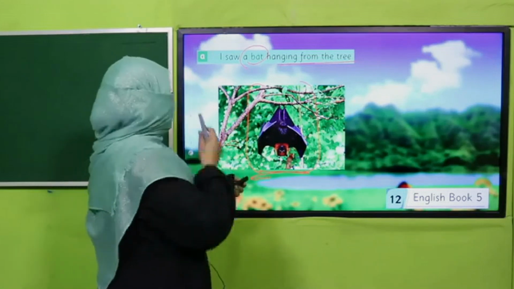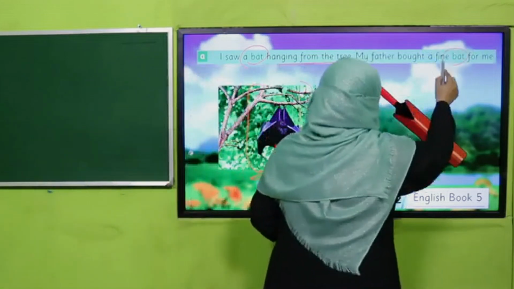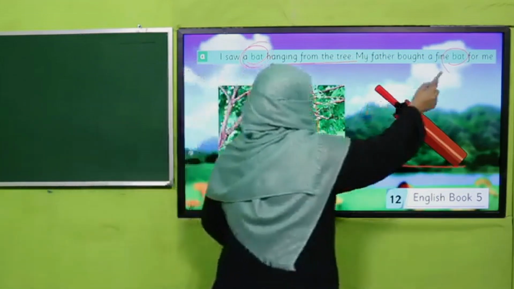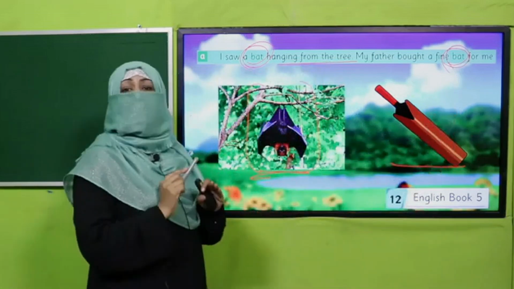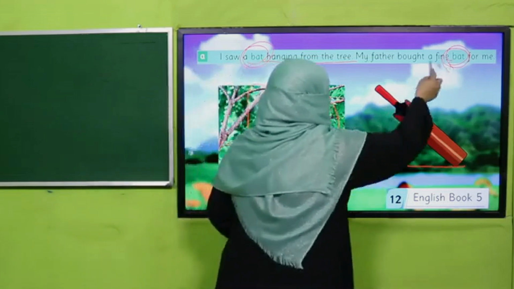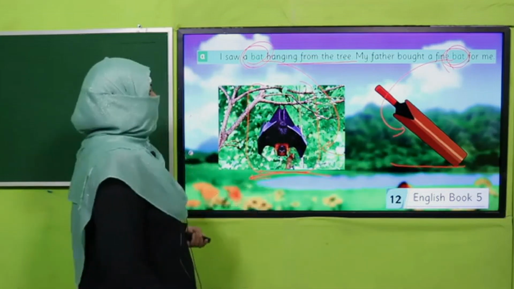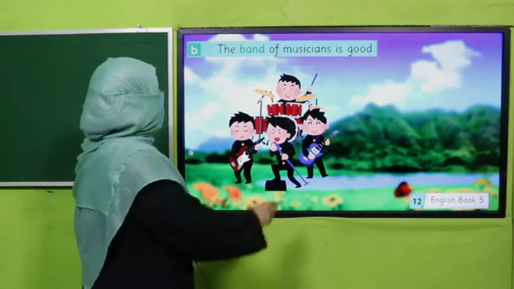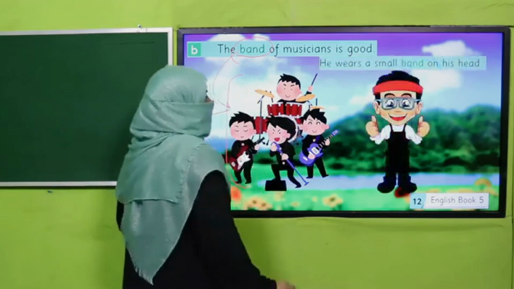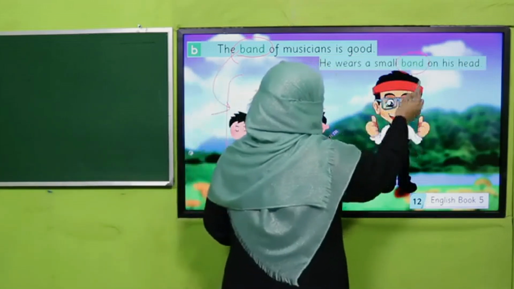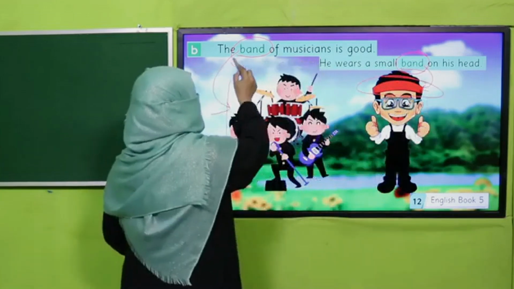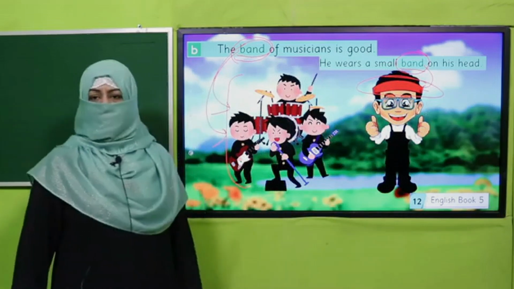All right. And the other bat, my father bought a bat for me. So this is a bat you use for playing cricket, right? Now you see bat and bat. They have the same spelling, they have the same pronunciation, but this bat refers to this animal and this bat refers to this thing. All right. And the next example is: the band of musicians is good. So this band refers to a group of musicians, and he wears a small band on his head, this band. Okay, so this band is referring to the band which he is wearing on his head, and this band is referring to this group of musicians. All right.